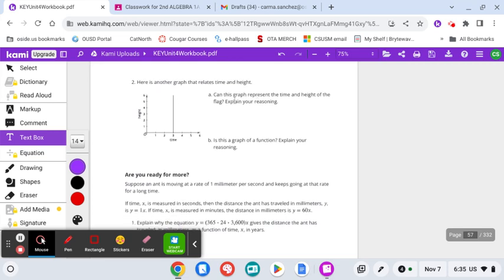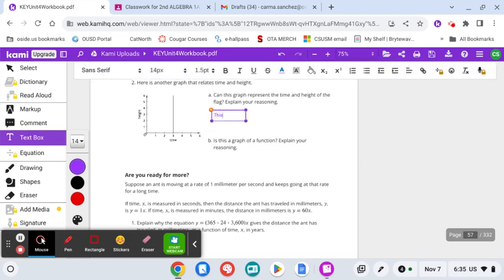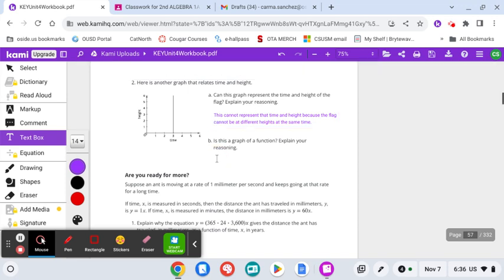Here's another graph that relates time and height. Can this graph represent the time of the flag and explain our reasoning? Well, if the time is 3 seconds, the flag can't be at the ground and up at 6 at the same time. So this cannot represent the time and height because the flag cannot be at different heights at the same time.